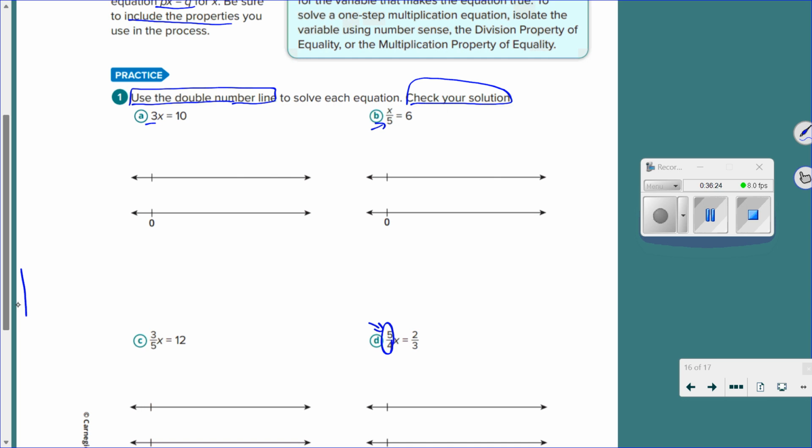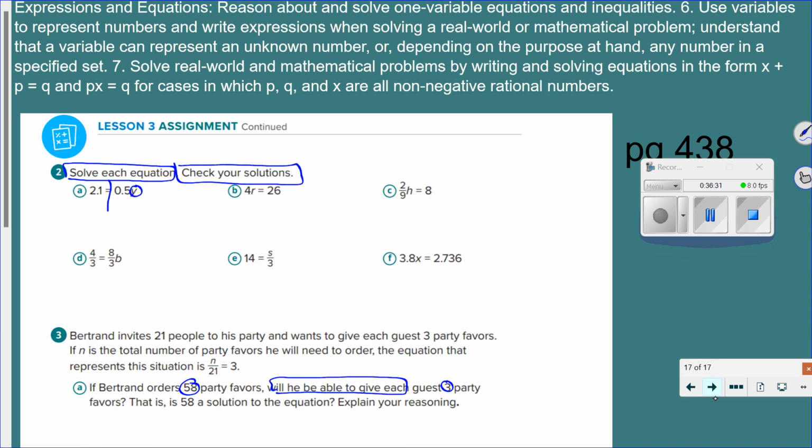Second part, solve and then check. Okay? And then word problem, make sure you show all, mark the text, because the second part basically tells you he doesn't have enough. Okay?